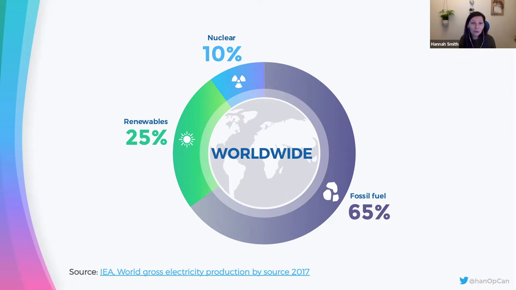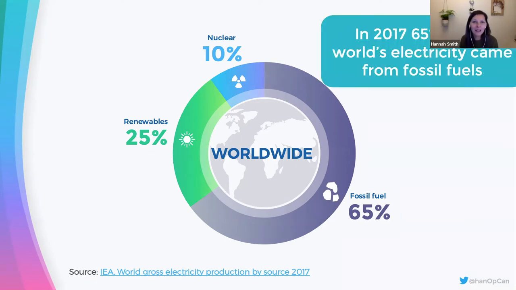25% from renewables. So that's really, really great. So solar, wind, hydroelectric are all forms of renewable energy, and 10% nuclear. Nuclear for me is a funny one. It has big environmental impact, but it doesn't have big carbon emissions. So I guess it depends on what your priorities are. But what we do know is that in 2017, 65% of the world's electricity came from fossil fuels. So that's not awesome.